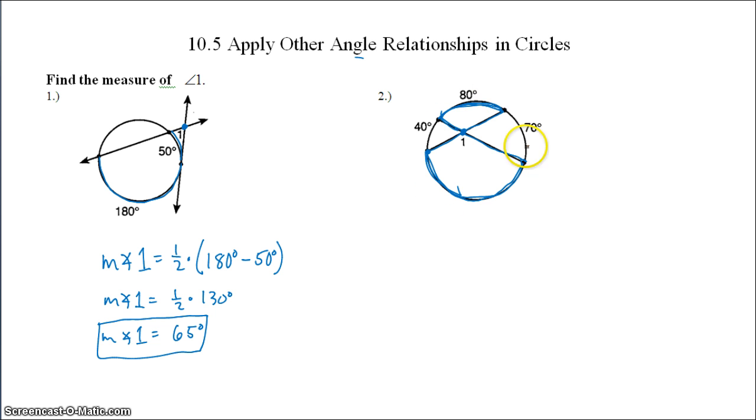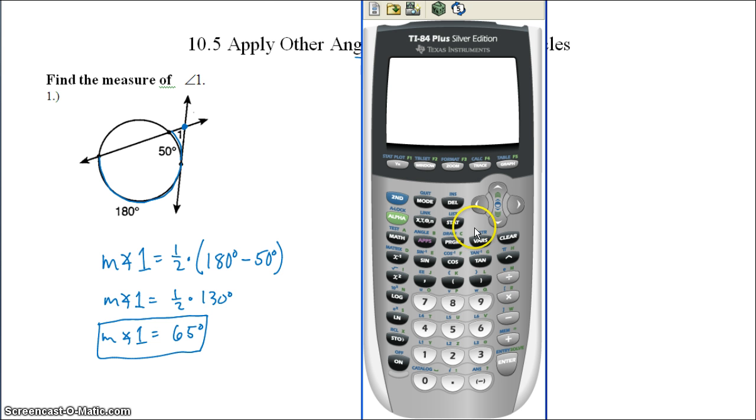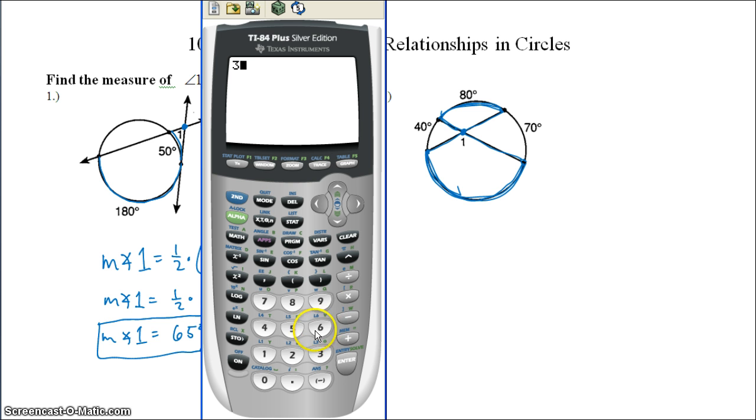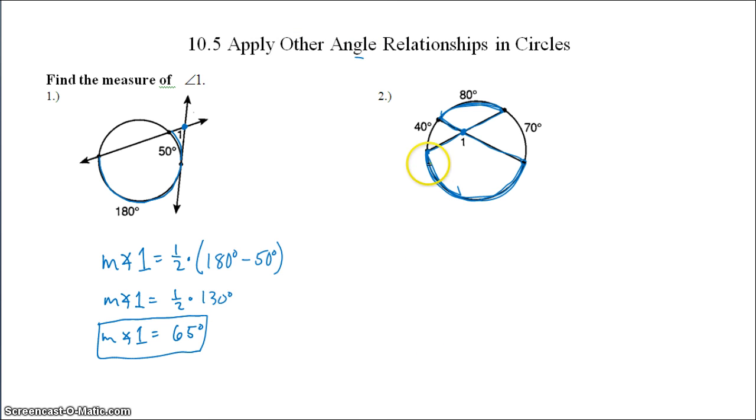But if we look, we have an entire circle. So before I do any other math, I'm going to figure out how big this arc is. So I'm going to take 360 degrees, which is the entire circle, and subtract off 40, and subtract off 80, and subtract off 70. That means that this arc right here is 170 degrees. So the formula is angle equals 1/2 of arc plus arc.